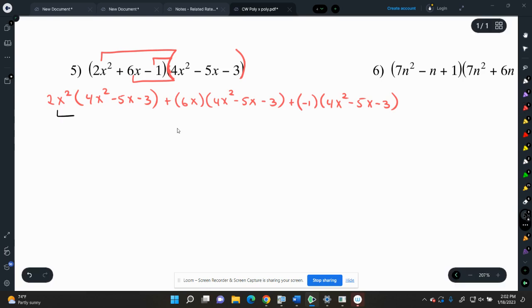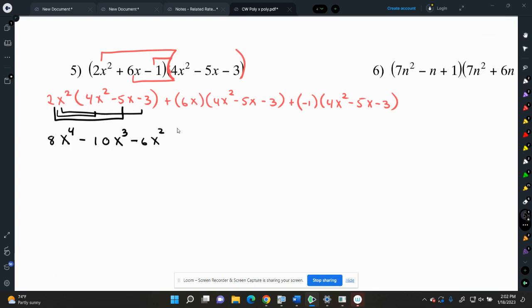So we get 2x squared times 4x squared, which gives us 8x to the 4th. And then we have 2x squared times negative 5x, so that's negative 10x to the 3rd. And then 2x squared times negative 3 gives me negative 6x squared. Okay, so that's the first one. Now we'll move on to the 6x. 6x times 4x squared gives me 24x to the third.